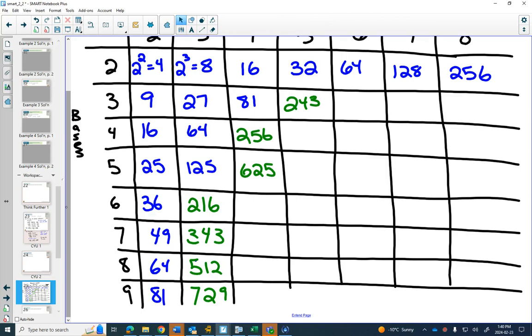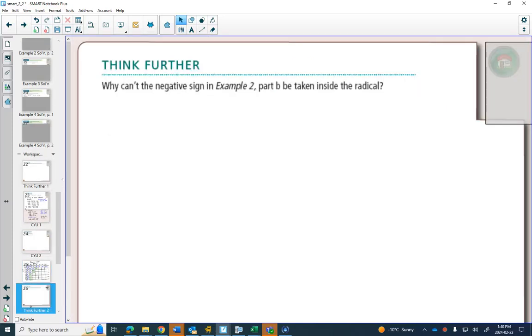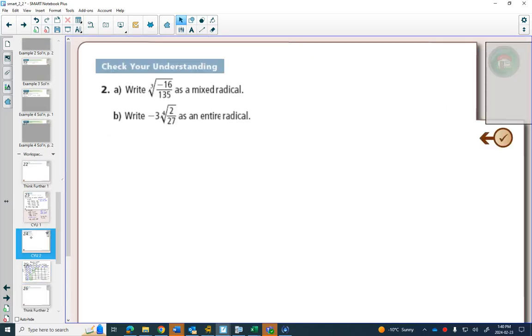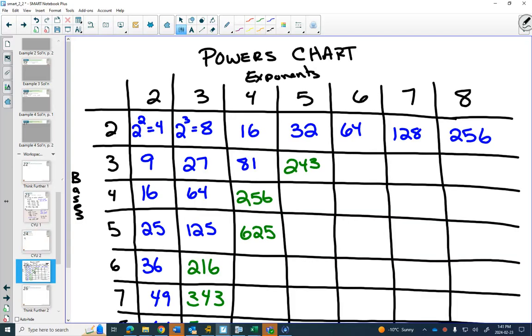But this powers chart is very powerful. It's going to help you a lot in the questions that we're about to do. So for example, in A here, we want to write cube roots as a mixed radical. And if we're doing cube roots, we're going to be looking for our powers of 3. So I go to my exponent column of 3, and I'm looking at 8, 27, 64, 125. Because those are things I can cube root nicely.